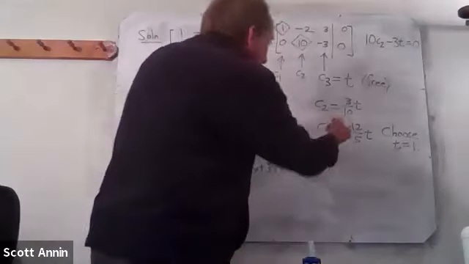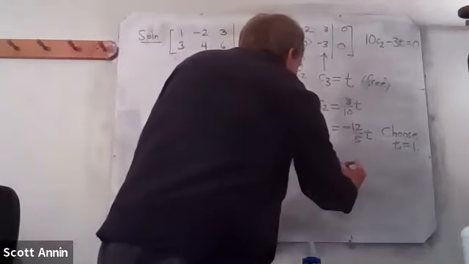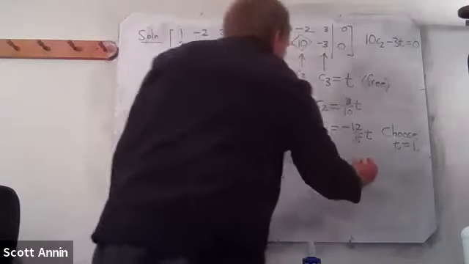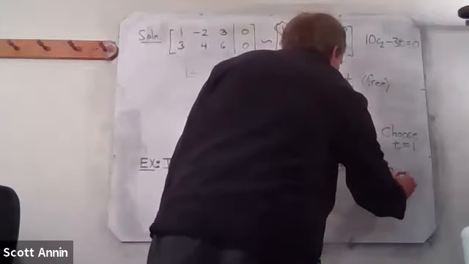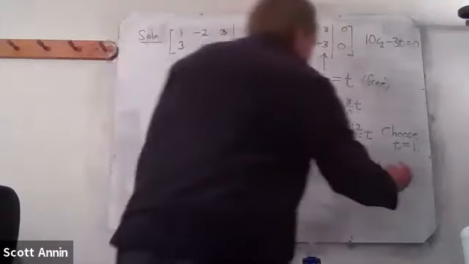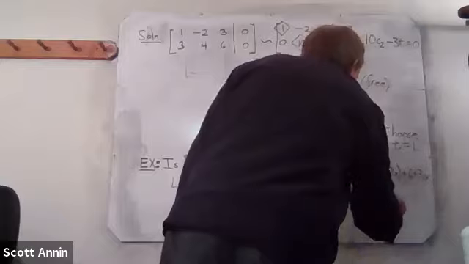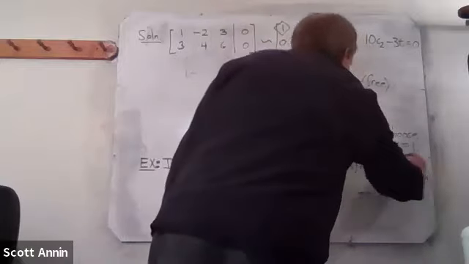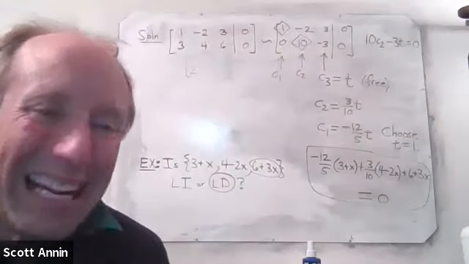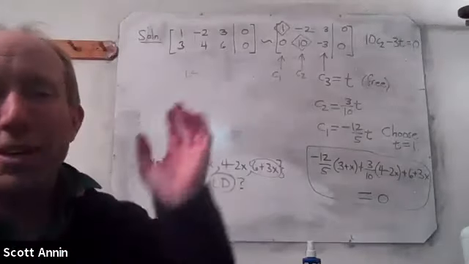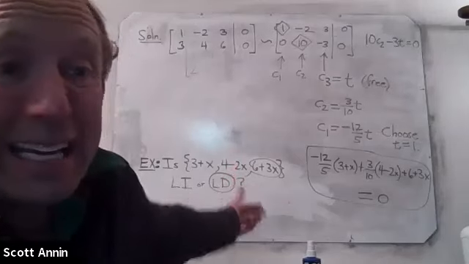And this just tells me then that -12/5 times my first vector, which is 3 plus x, and then plus 3/10 times my second vector, which is 4 minus 2x, and then plus my third vector, which is 6 plus 3x, all of that should equal 0. This is my linear dependency again. Okay, so we don't really like linear dependencies.